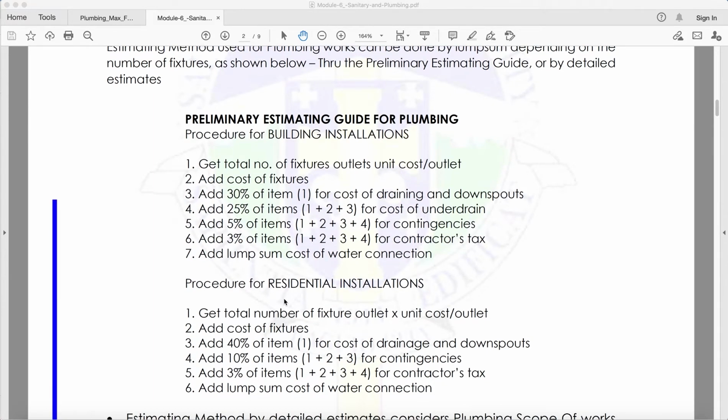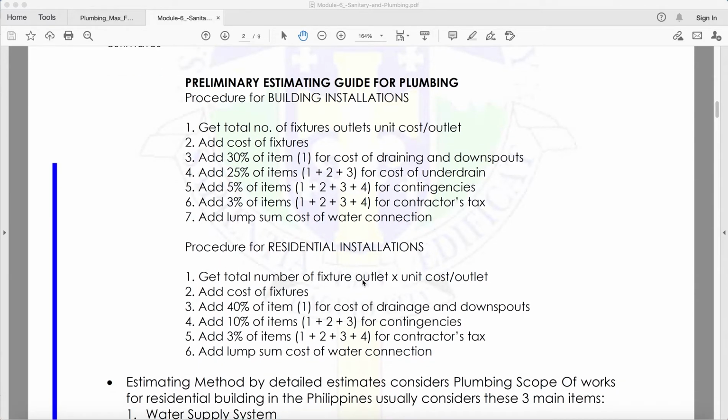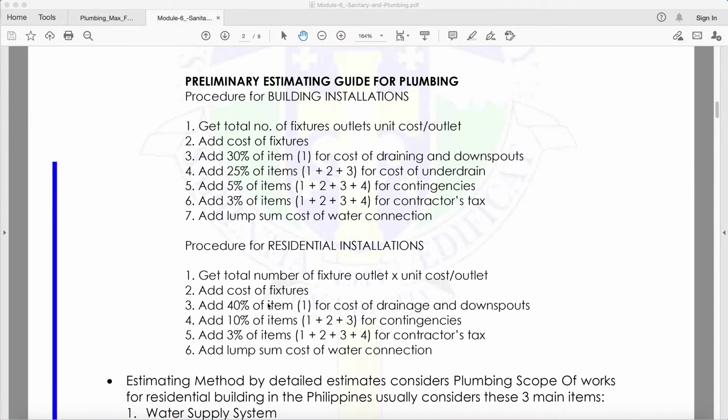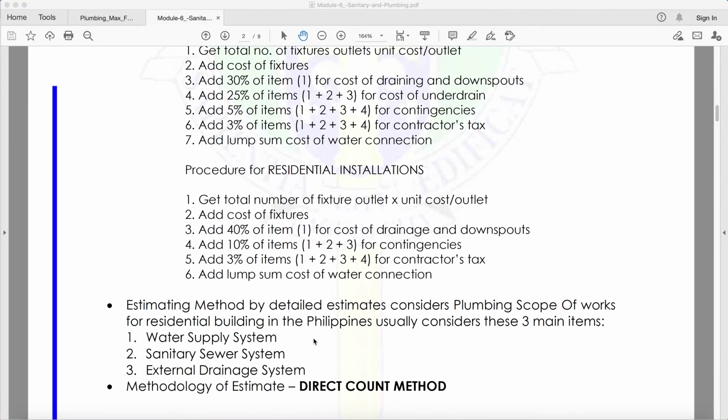Likewise, it is not much different for a residential installation. We get the total number of fixture outlets times the unit cost per outlet. Then add the cost of the fixture. Then add 40% of item 1 for the drainage and downspouts. Then add 10% of items 1, 2, 3, 4 for contingencies. Then add 3% of items 1, 2, 3, 4 for contractor's tax. And lastly, add the lump sum cost of water connection.